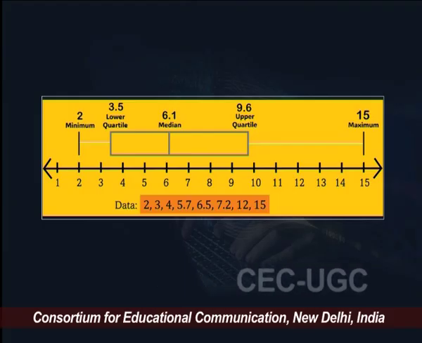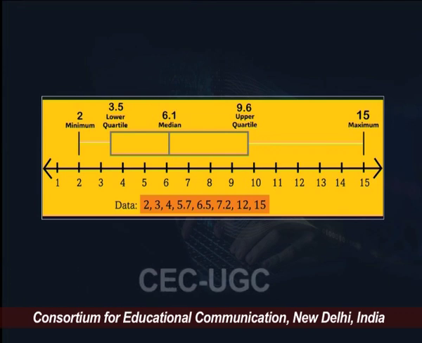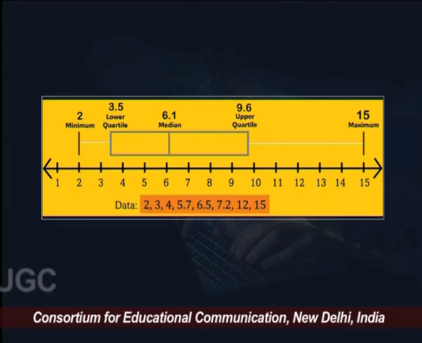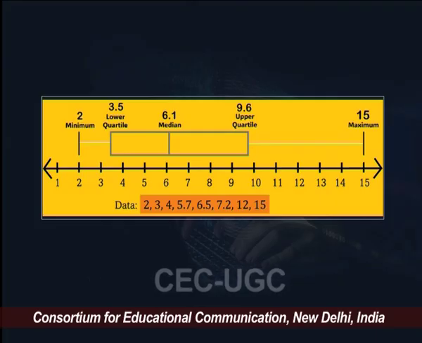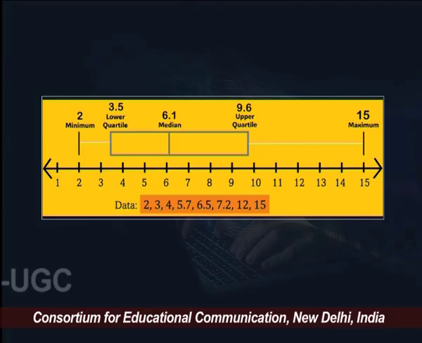So our data goes something like this. It's 2, 3, 4, 5.7, 6.5, 7.2, 12 and 15. Now we see the whisker which is on the lowest side shows 2. So one of the whiskers, which goes down, on the left hand side, shows you the minimum value, whereas the whisker which goes on the right hand side shows you the maximum value. The maximum value here is 15.